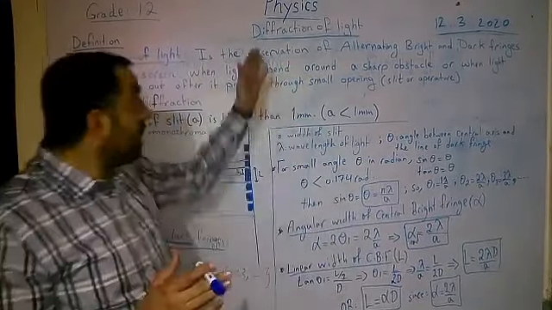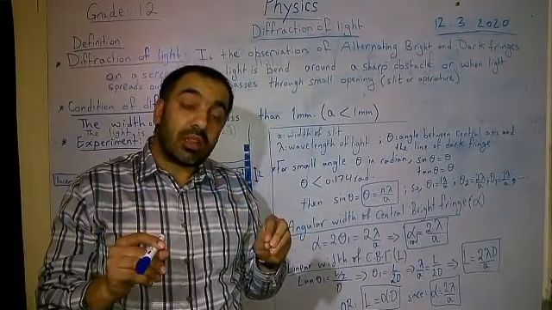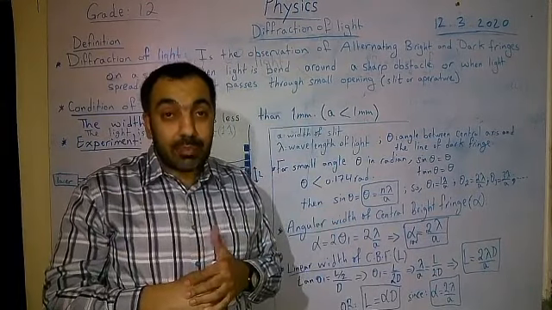Here, the phenomenon is called diffraction of light, while the aspect of light involved is the wave aspect of light.